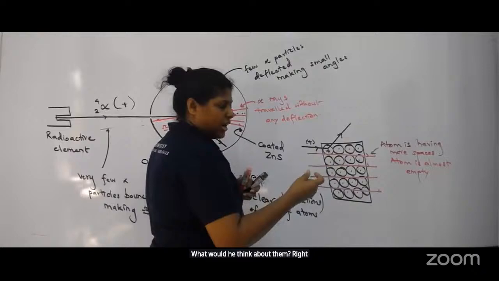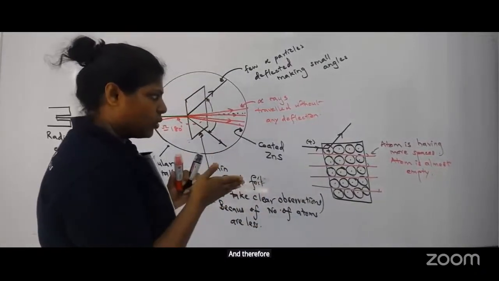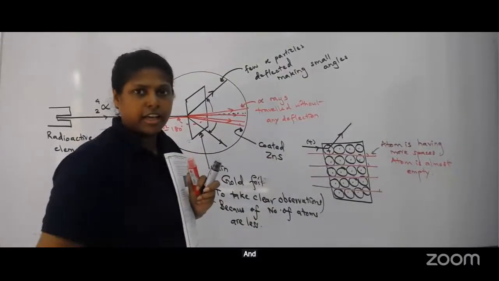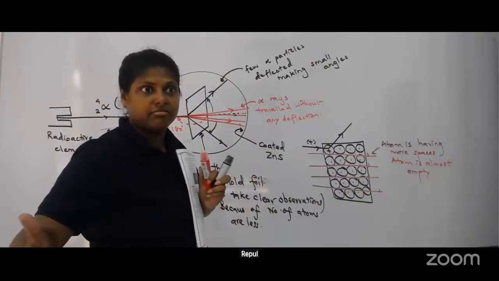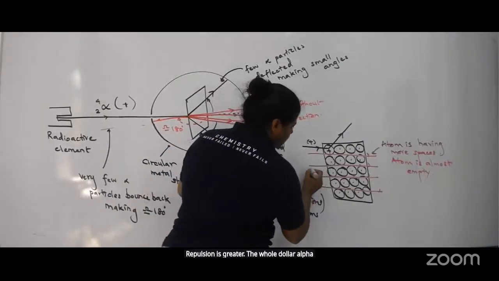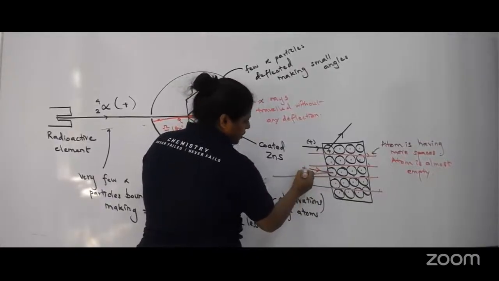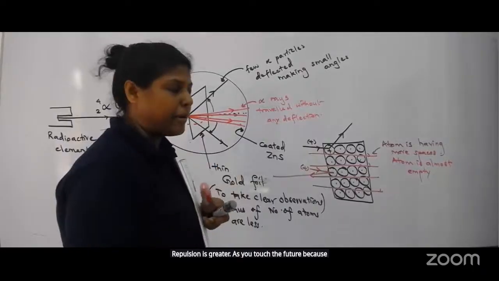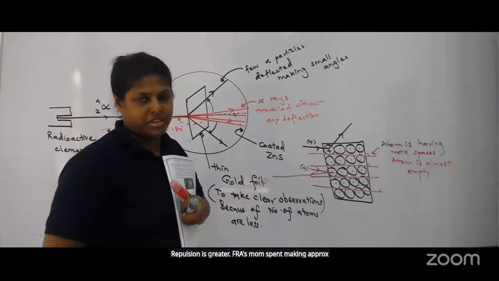Right, making small angles because of the repulsion when the alpha rays travel very close to the nucleus. If they hit the exact nucleus, the repulsion is greater. Because of the great repulsion of the positive charge, alpha rays bounce back, making approximately 180 degrees.